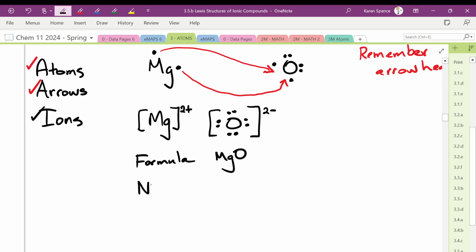And the name is... tell your partner what the name of this compound is. I don't hear a lot of people saying the name. Half of you are doing it, half of you have not told your partner the name. What is the name of this compound? Magnesium oxide. Excellent. Okay.